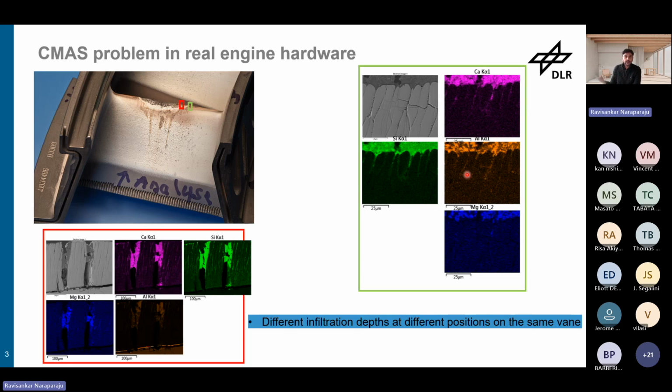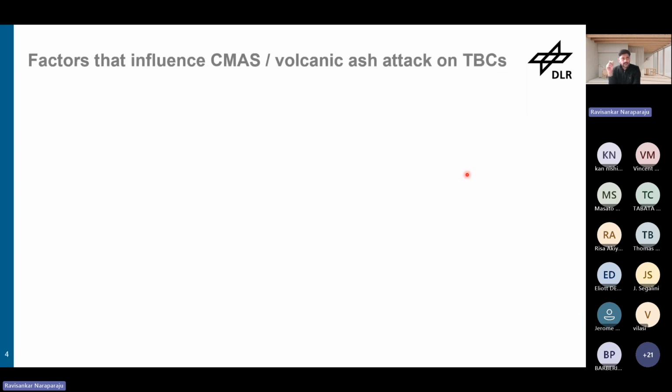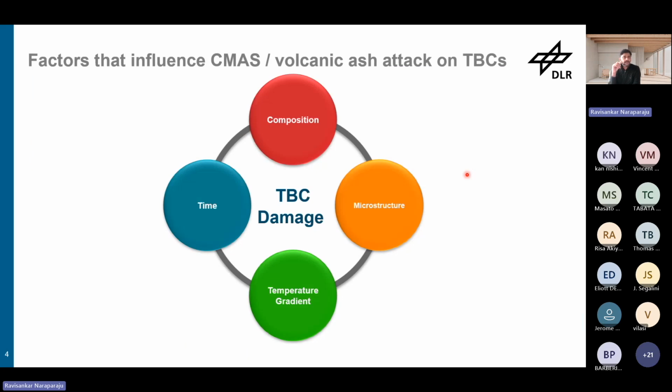So basically there are different infiltration depths at different positions on the same vane, and this is the reality. In the engine you see all sorts of infiltration. So whatever we do in laboratory isothermal experiments does not really resemble the engine conditions. Engine conditions are completely different.